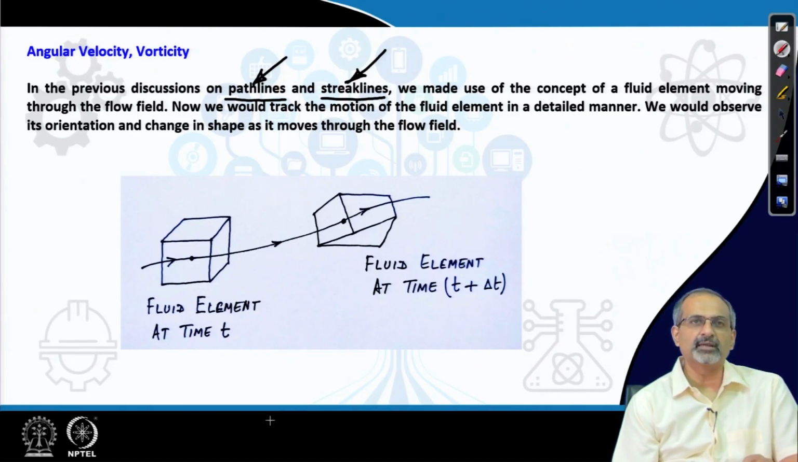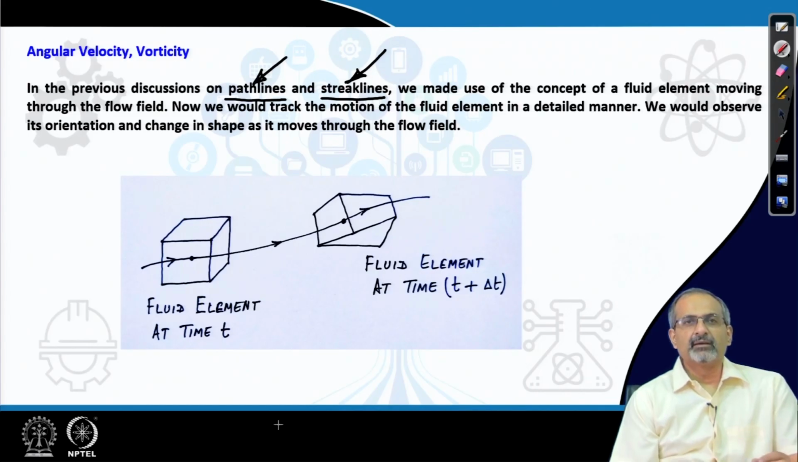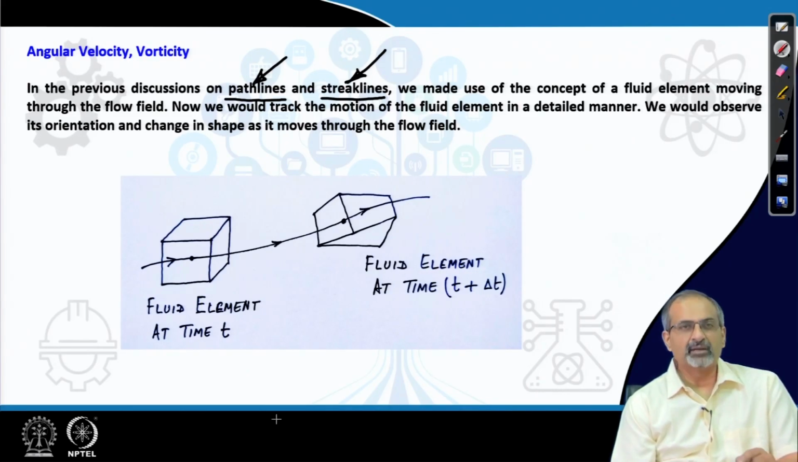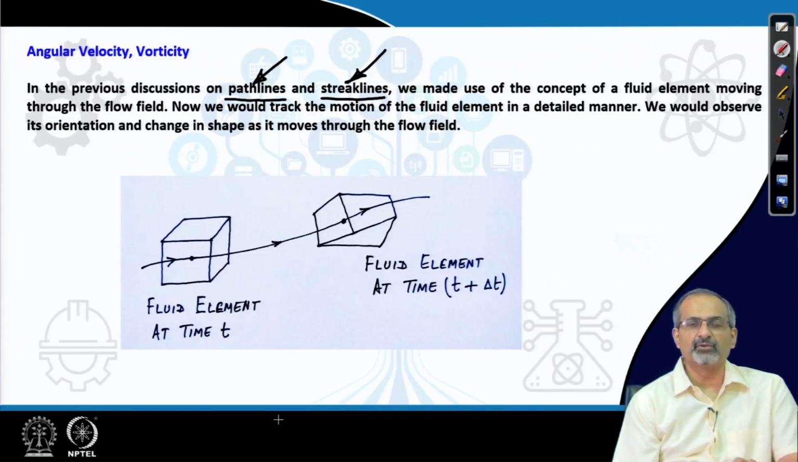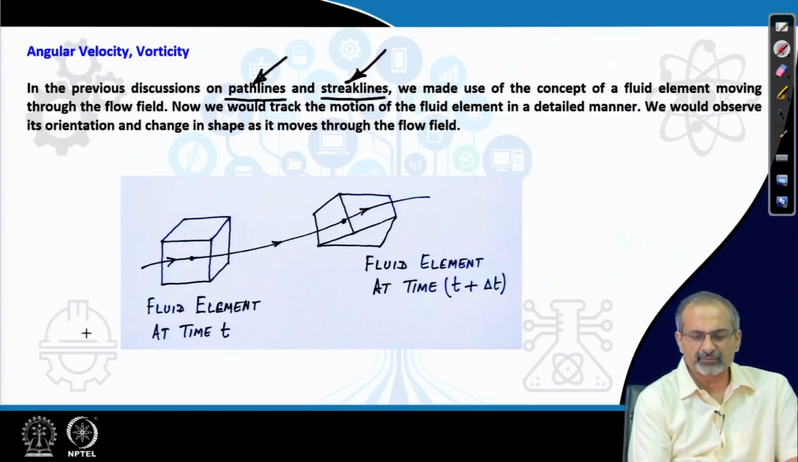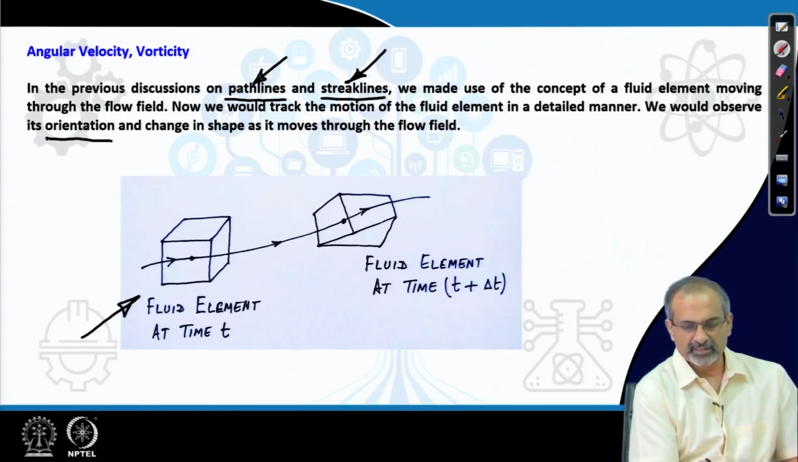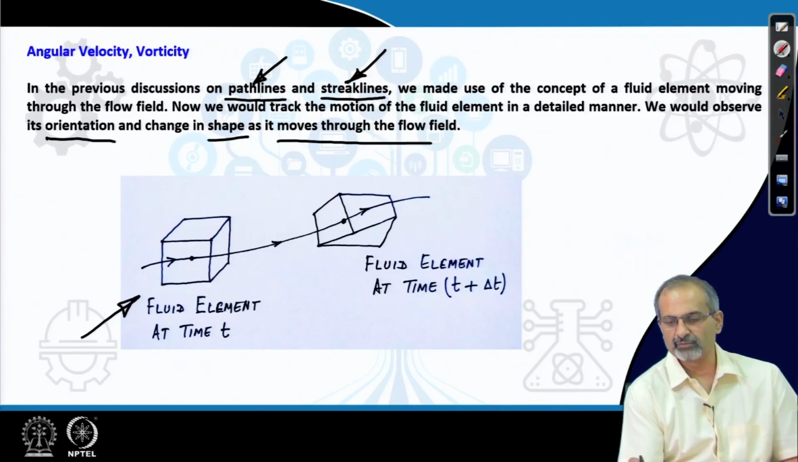We were only concerned about its location, and since it was an infinitesimal fluid element, it was not very easy to address the issue of change of shape, size, orientation etc. when we were mainly focusing on the trajectory aspect. Now, we are zooming deeper into the flow field and we are looking at the fluid element in a much more zoomed sense, so that we can even capture more details about its orientation and shape as it moves through the flow field.